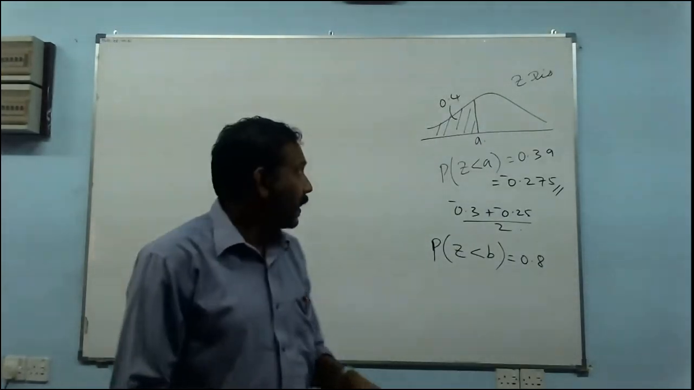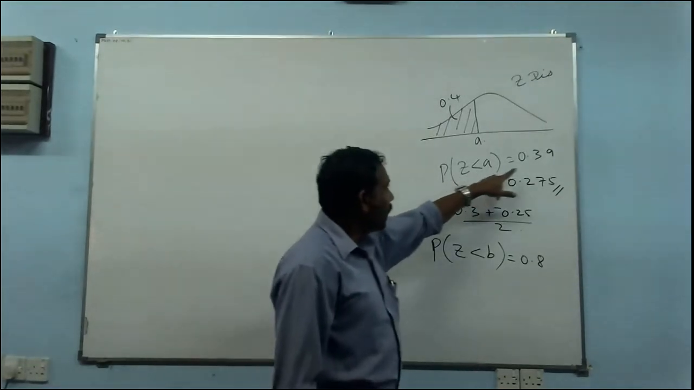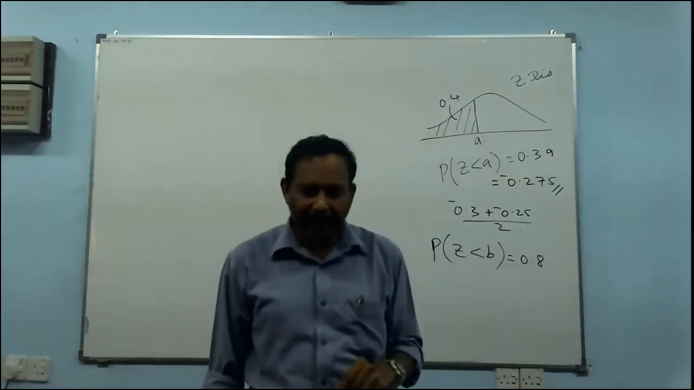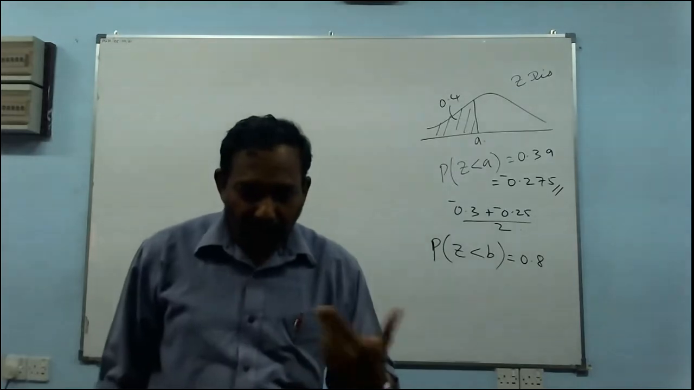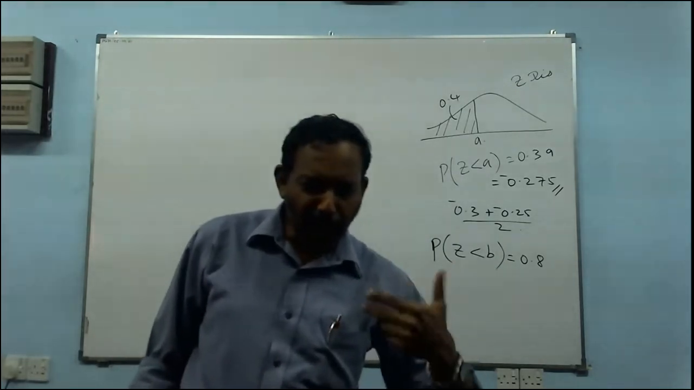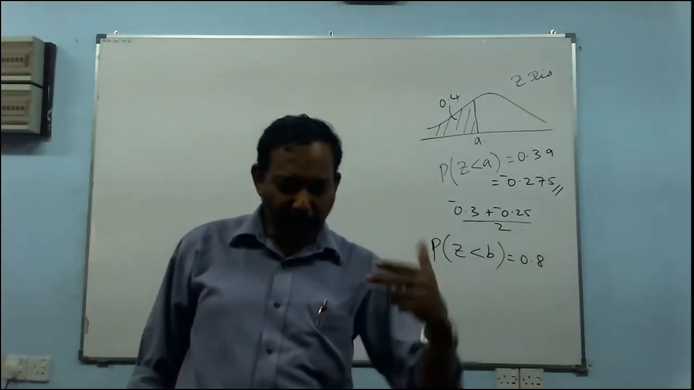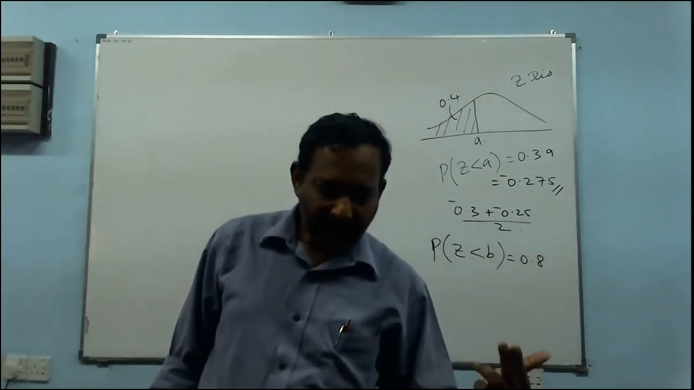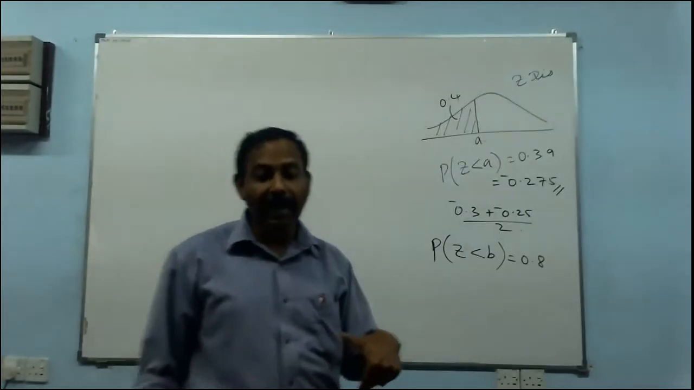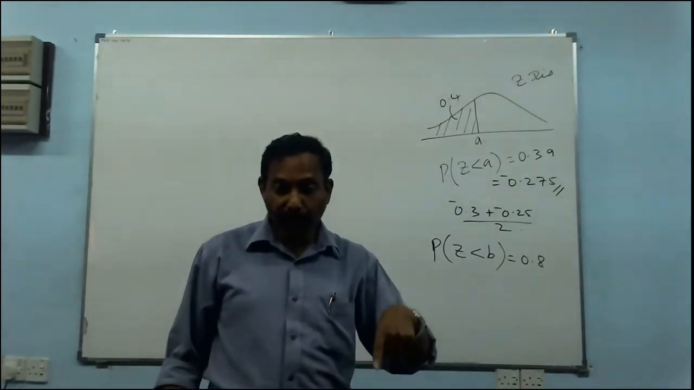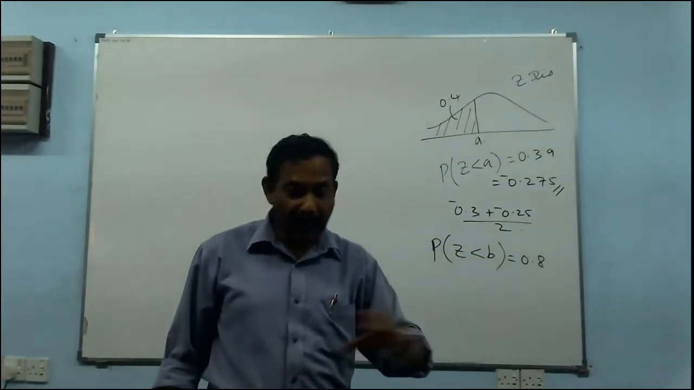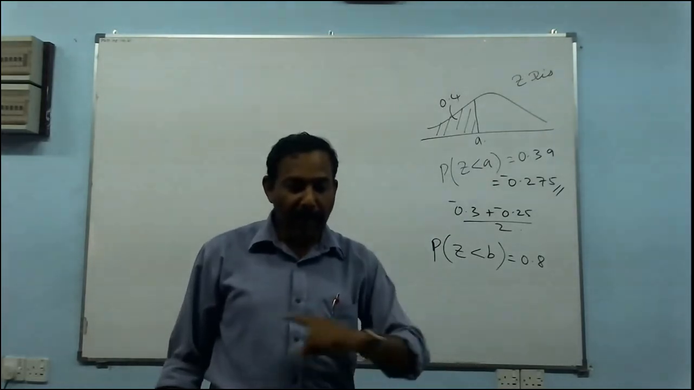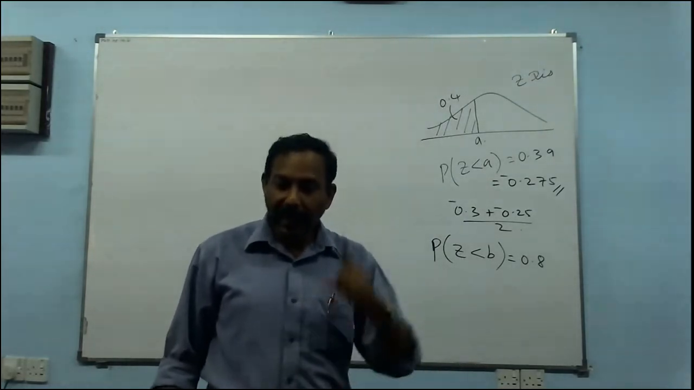Let's say the probability value is 0.39. Now, definitely it is almost in the middle between minus 0.25 and minus 0.3. So now we'll have to take the average. If you simply say minus 0.3, it is wrong. If you simply say minus 0.25, again it is wrong.